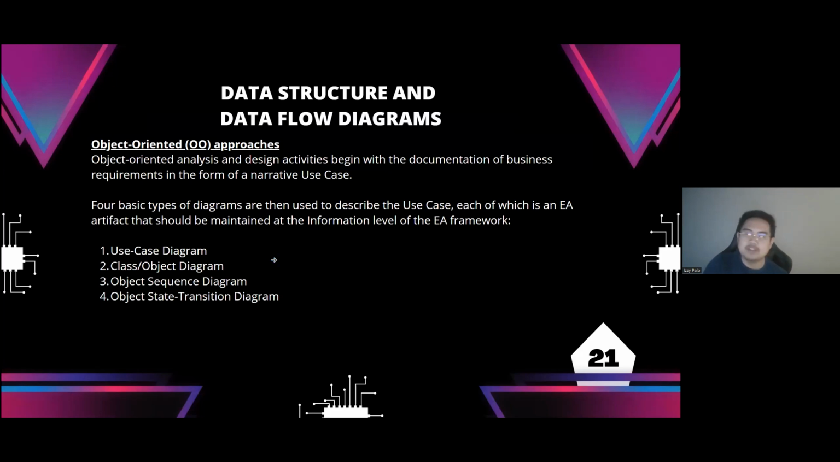Object-oriented analysis and design activities begin with the documentation of business requirements in the form of narrative use cases. There are 4 basic types of diagrams that are used to describe use cases, each of which is an EA artifact that should be maintained at the information level of the EA framework. So these are the 4 case diagrams.